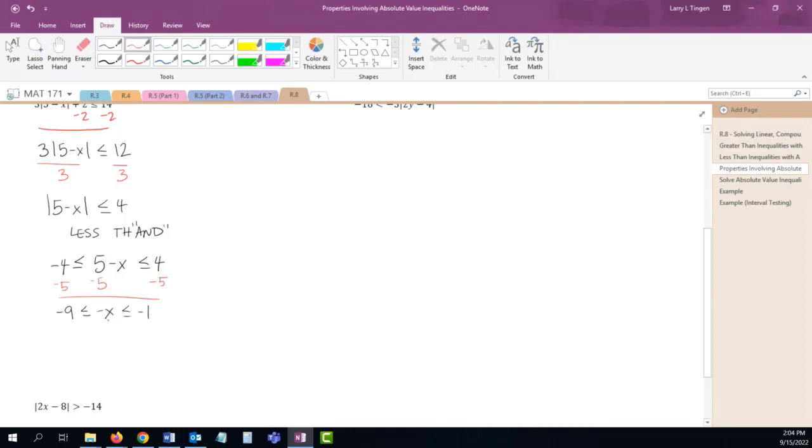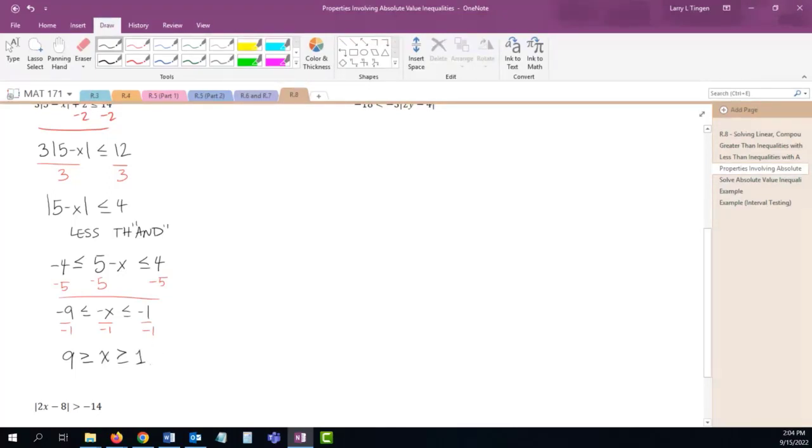The x is not by itself, it's negative. So I need to divide that by -1. When I divide it by -1, I have to divide everything by -1. And when I divide all my sides by -1, that inequality changes direction. So instead of a less than, this is now a greater than or equal to, and then this is a greater than or equal to 1.